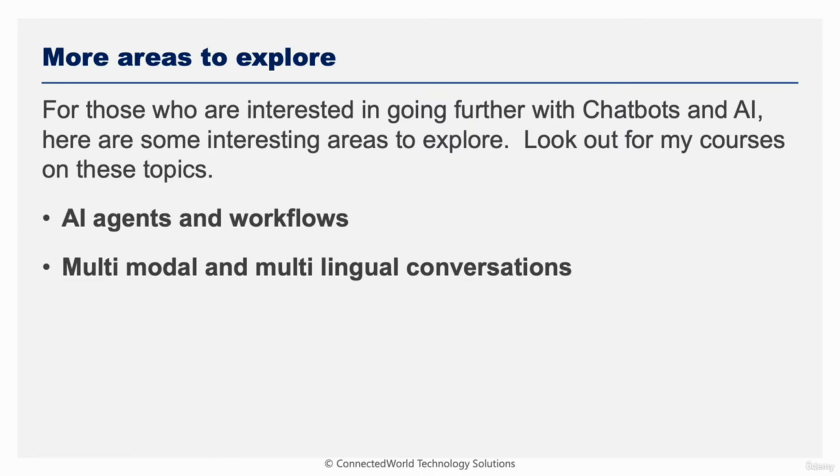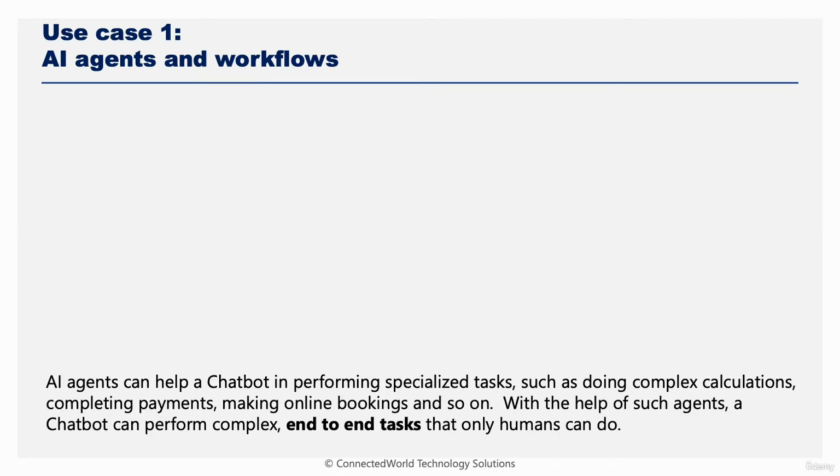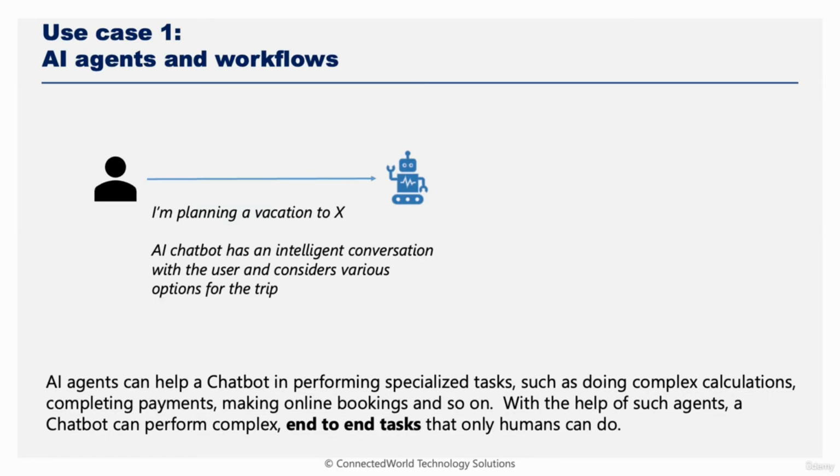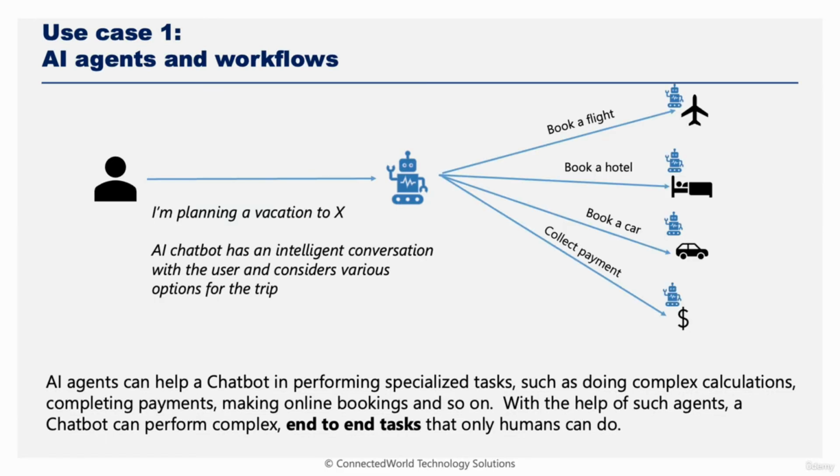More areas to explore. For those who are interested in going further with chatbots and AI, here are some interesting areas to explore. Look out for my courses on these topics. The first one is AI agents and workflows, and the second one is the multimodal and multilingual conversations. AI agents can help a chatbot in performing specialized tasks such as doing complex calculations, completing payments, making online bookings, and so on. With the help of such agents, a chatbot can perform complex end-to-end tasks that only humans can do.